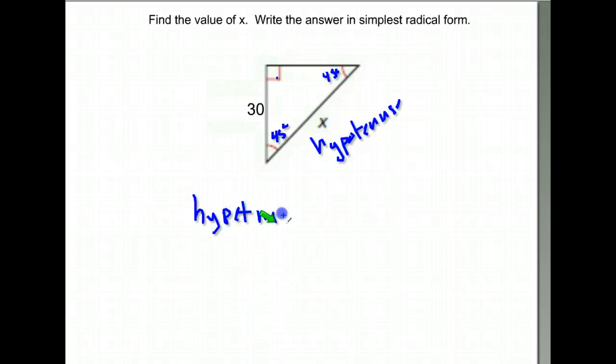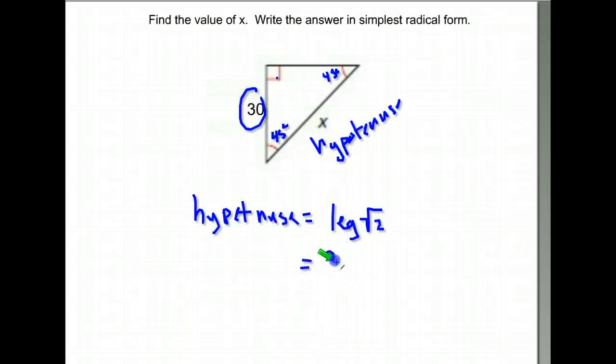Good, it's the hypotenuse, and you know that because the hypotenuse is always across from the right angle. So we're trying to find the hypotenuse. So in my notes I would go, okay, in a 45, 45, 90 triangle, how do you find the hypotenuse? And it says you take the leg times the square root of 2. So that's what we're going to do. We're going to take our one leg that we know is 30, times the square root of 2, and that will give us our hypotenuse.